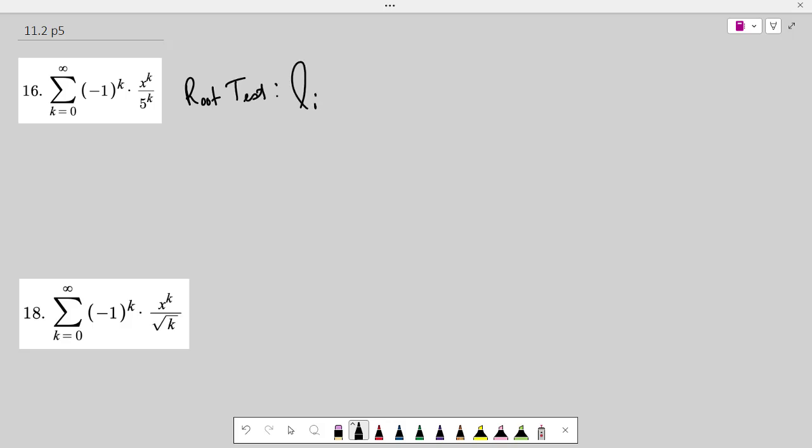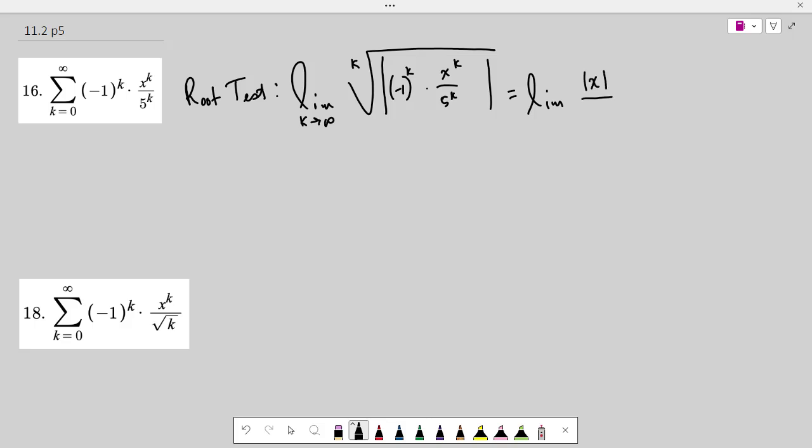So we're going to take the limit as k goes to infinity of the kth root of the absolute value of everything in here. And after you've done a couple of these, there's no reason you'll ever write the switch again, because you're going to take the absolute value, so the switch just goes away anyway. So the absolute value is going to wipe out the (-1)^k. The kth root is going to wipe out the power on the x and the power on the 5. So we are going to be left with this.